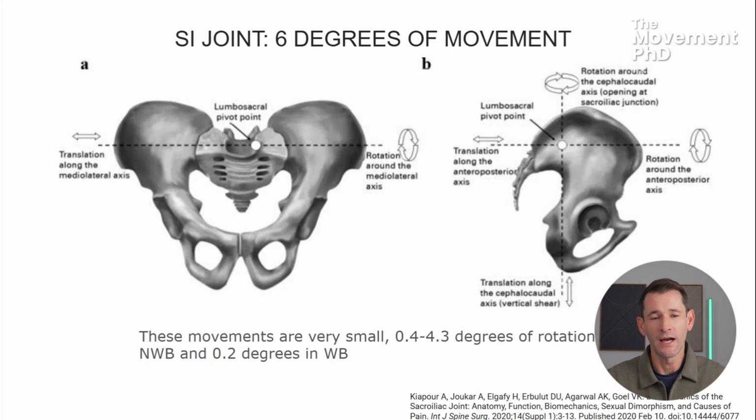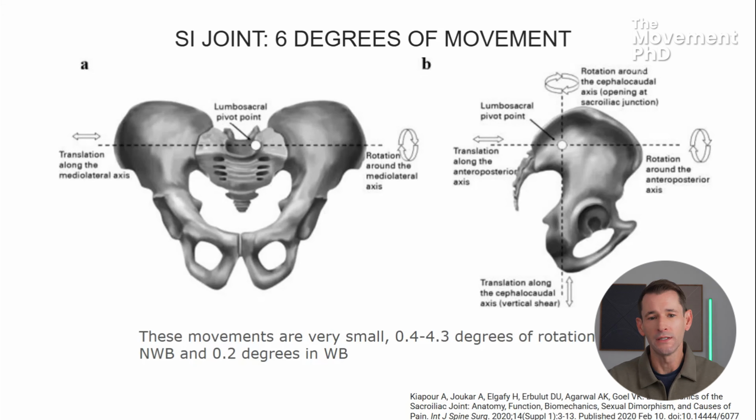The SI joint allows for 6 degrees of freedom of movement. So there's rotation in all of the cardinal planes. There is sagittal plane rotation, frontal plane rotation, and transverse plane rotation. But there's also translation in those same 3 cardinal planes. So there's sagittal plane translation, frontal plane translation, and horizontal plane translation as well. So that seems like a lot of movement.